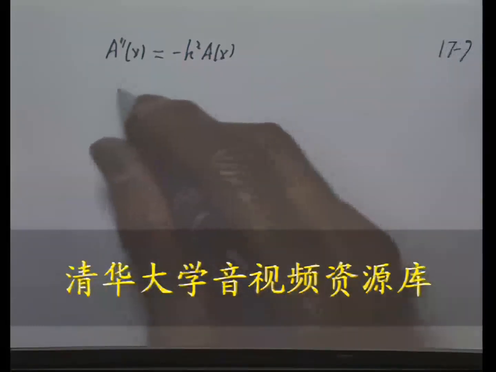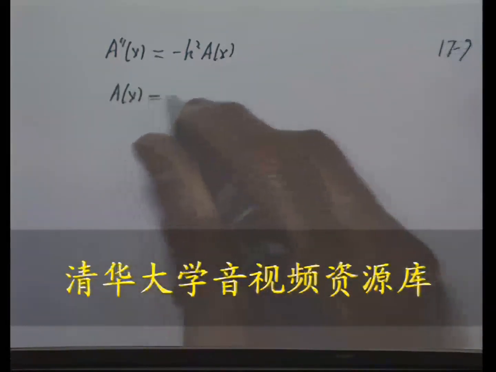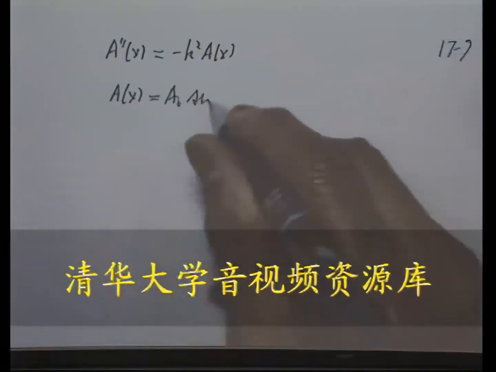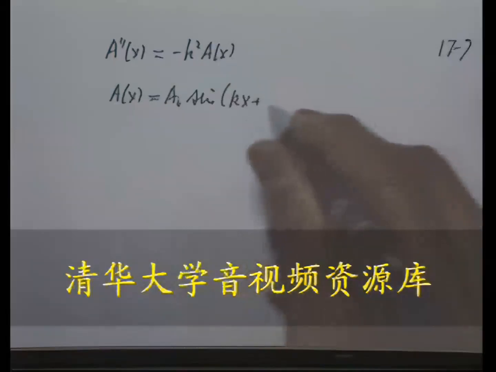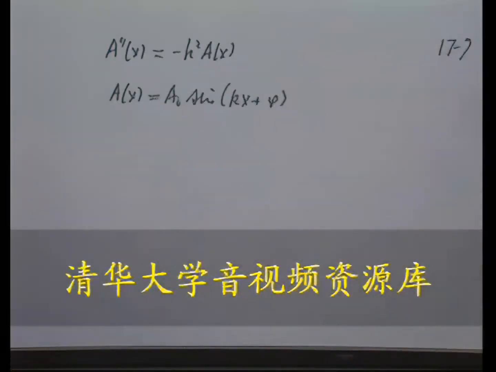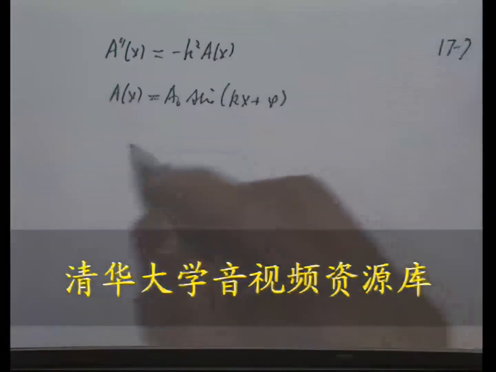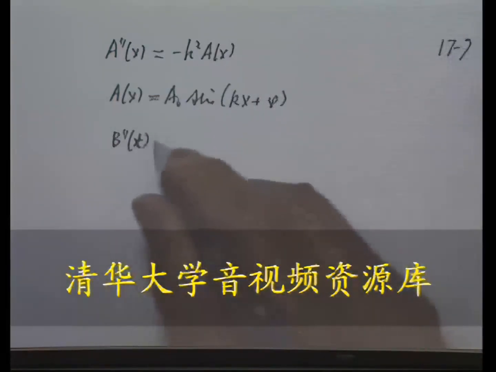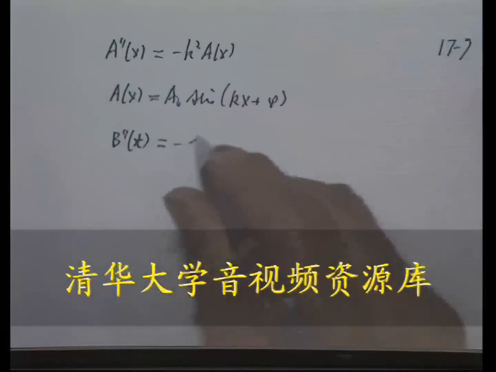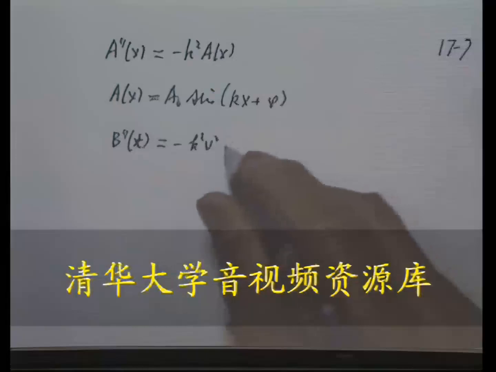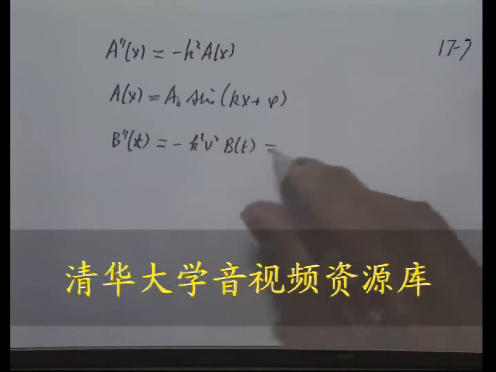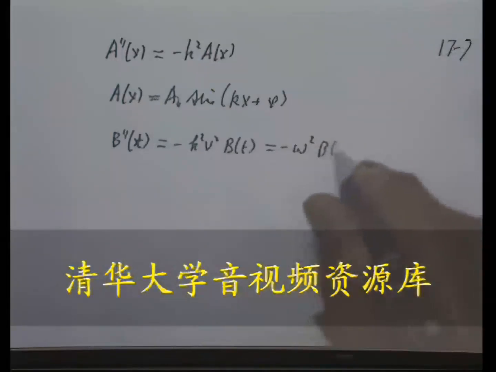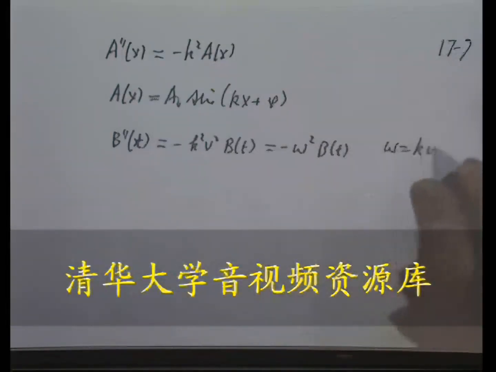So therefore we get A of x equals A0 sine of kx plus phi. Similarly, the left side tells us B double dot of t equals minus k squared v squared B of t, which we shall write as omega squared B of t, where we take omega equal to kv.